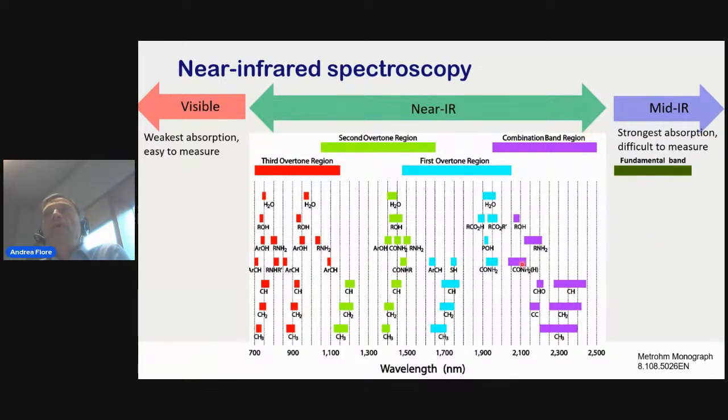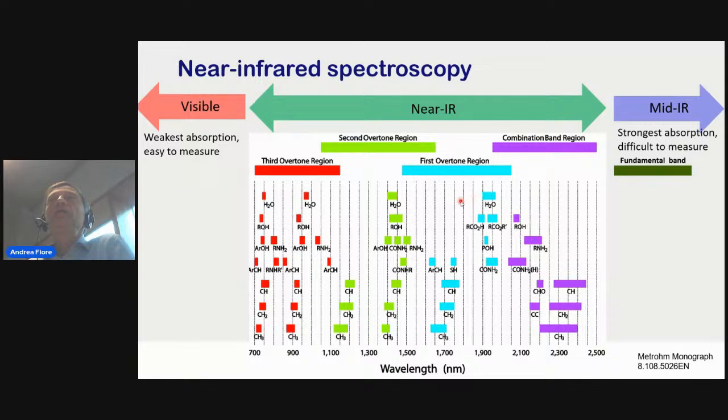Then there are multiples of these frequencies, so the harmonics, and these are typically called overtones, and the first overtones are in these infrared regions. And you see that each type of bond, and therefore each type of molecule, has a signature in several spectral bands in this region.